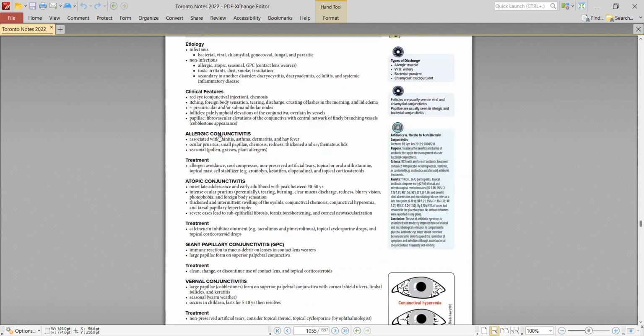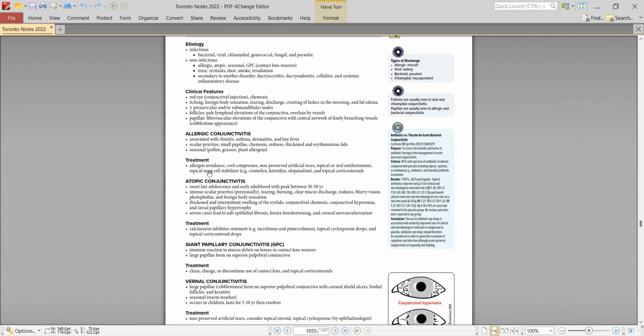Allergic conjunctivitis. In allergic conjunctivitis, there is cold, or the patient is a known case of asthma, running nose is there, dermatitis. A patient with dermatitis can also have this. A hay fever patient will also have ocular pruritus. Some itching is there in the skin. Some underlying skin conditions will also lead to itching. Allergic means there's always pruritus present. Small papillae, chemosis, redness, thickening, the eyelid is erythematous.